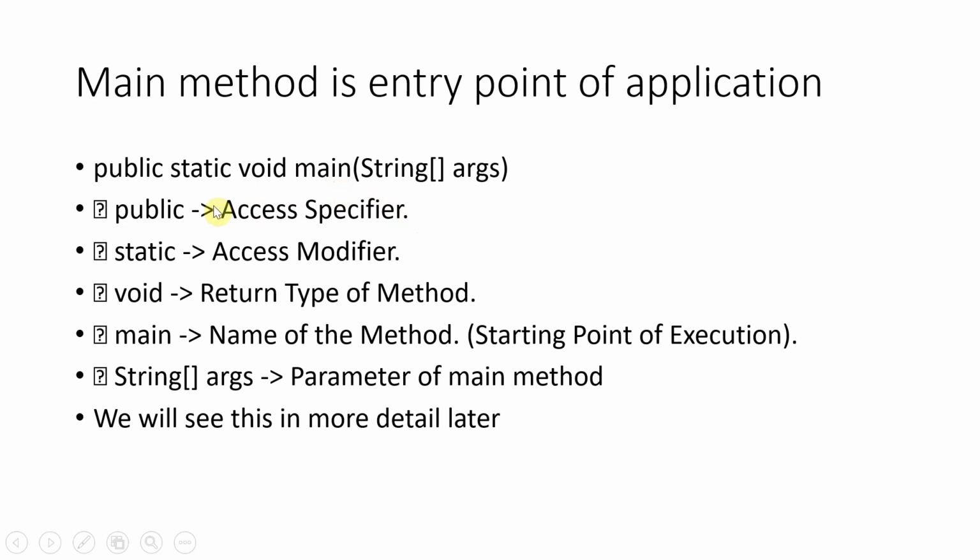Public is an access specifier which says whether it is public, that means the application can be accessed anywhere. Static is another access modifier. You can create a static and a non-static method. Main should always be static. Void is the return type. This method does not return any value.